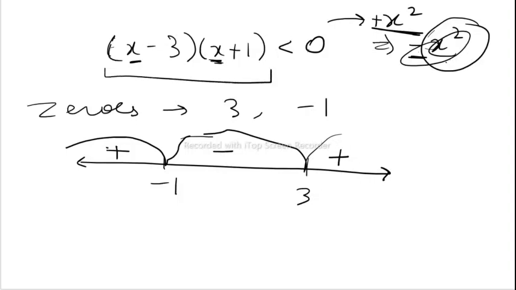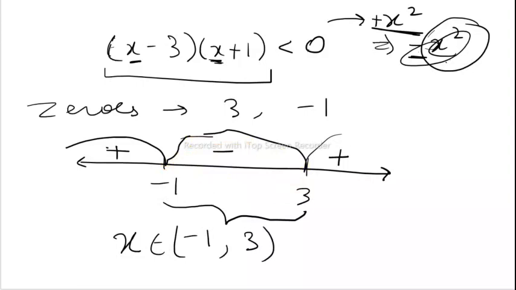Okay. Now this value has to be less than 0. So any value that is less than 0 is negative. Which means that x will assume this range of values. X can only be inside this part. Okay. So which means what? X belongs to minus 1 comma 3. That's your answer.